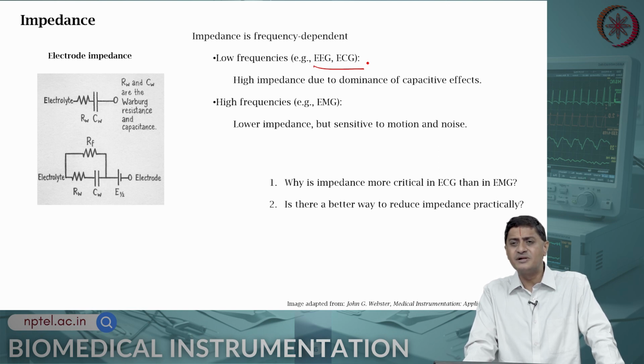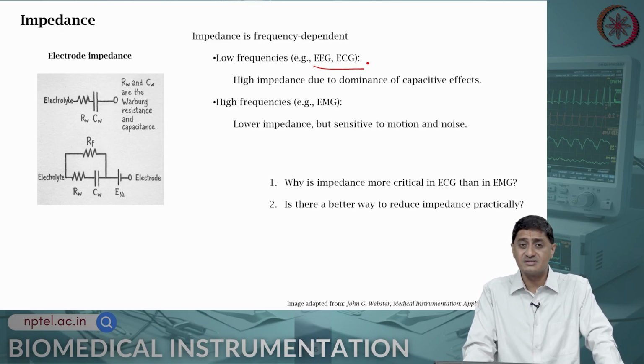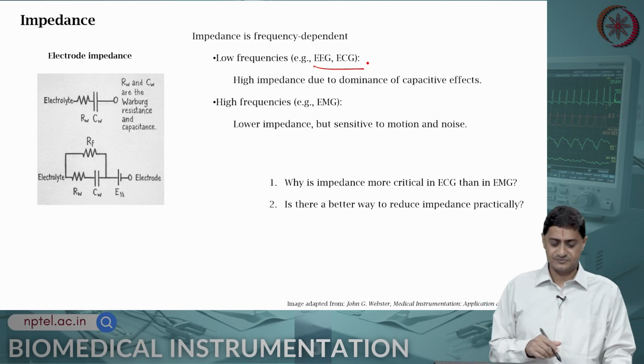Why is impedance more critical in ECG than in EMG? Because in ECG, impedance is caused by low frequency effects. That is, this is something that you cannot get rid of. This is the nature of the signal, right.